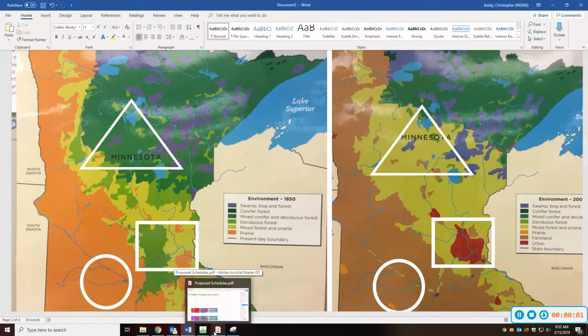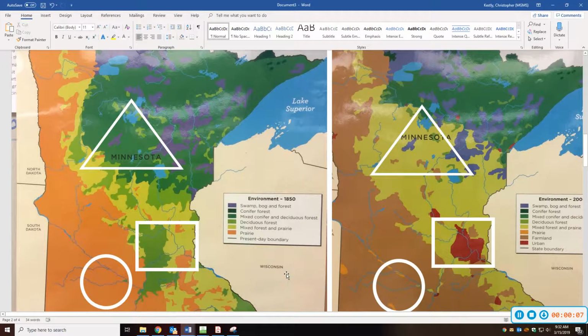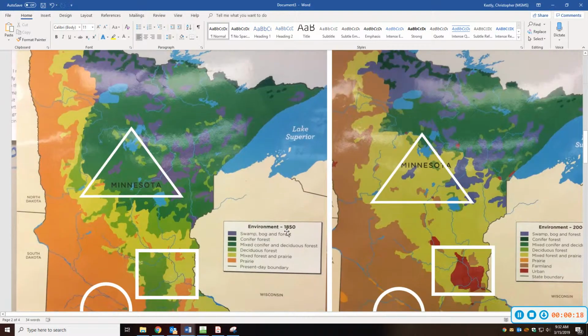Hey everybody, I want to teach you about how to read an environmental map. So we're going to take a look at two maps comparing Minnesota from 1850 to 2000. Before we do that, I want to show you how to read the legend. Alright, so the legend is right over here. It's showing you what the symbols represent on this map.